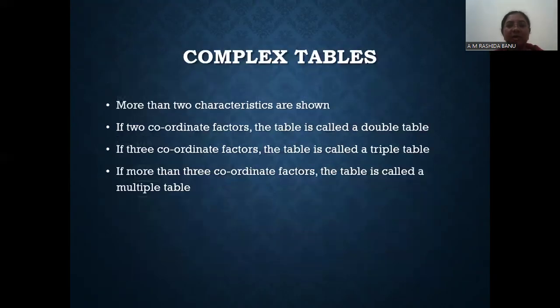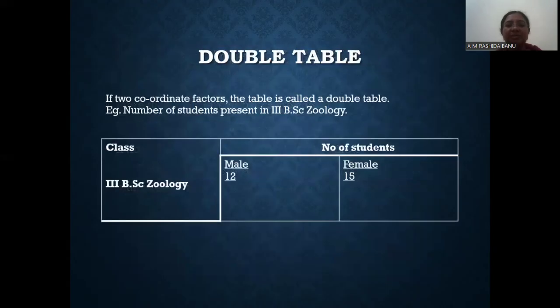Similarly, we also have the complex table. In a complex table, we take two characters at the same time. If we take two factors, it is known as a double table. If we take three factors, it is known as a triple table. If we take more than that, it is known as a multiple table. In the case of a double table, we take two coordinate factors. For example, in this table, the number of students present in third BSc Zoology. Here we have taken the number of students and also the gender of the student, that is, male and female. So in third BSc Zoology, 12 are male and 15 are female.